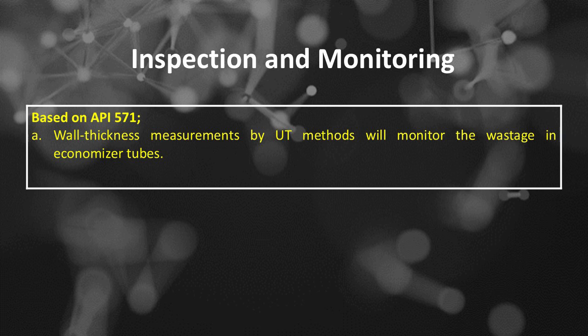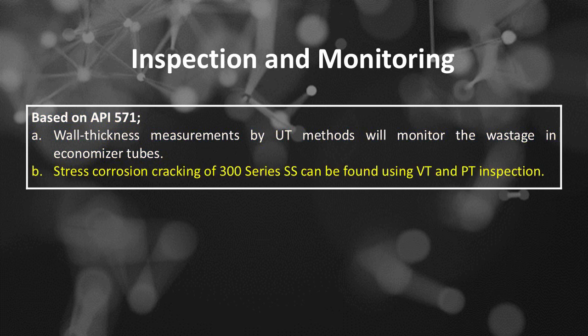Wall thickness measurements by UT methods will monitor the wastage in economizer tubes. Number B, stress corrosion cracking of 300 series SS can be found using VT and PT inspection.